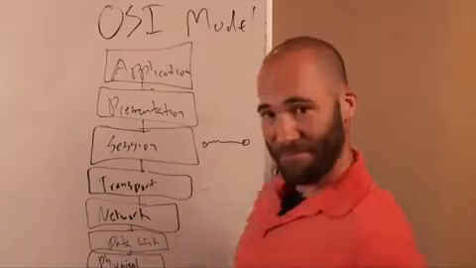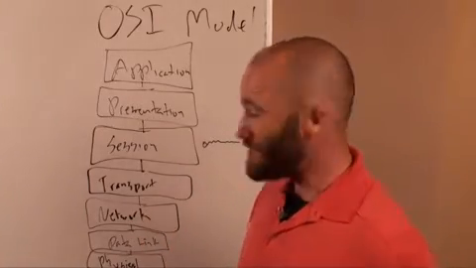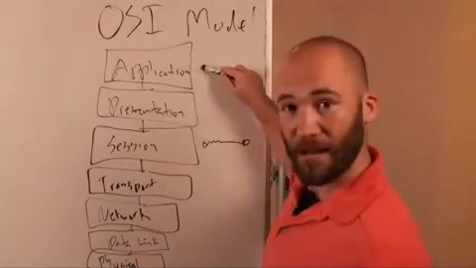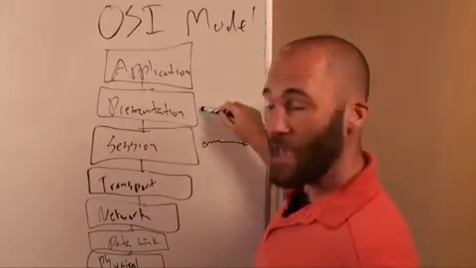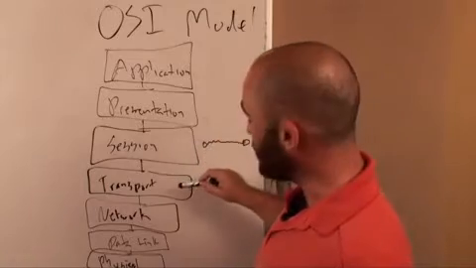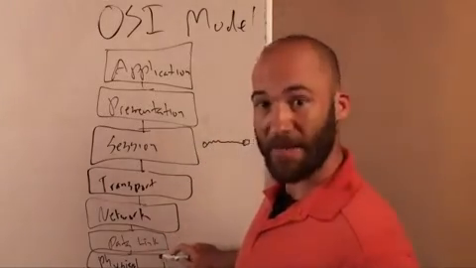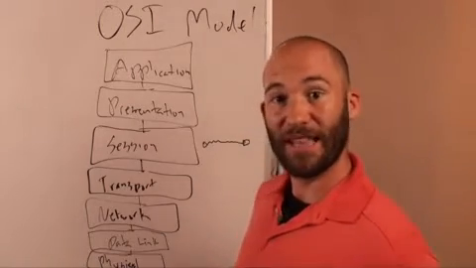So basically, this is pretty simple. All you've got is 7 layers. You've got the application layer, the presentation layer, the session layer, the transport layer, the network layer, the data link layer, and then the physical layer.